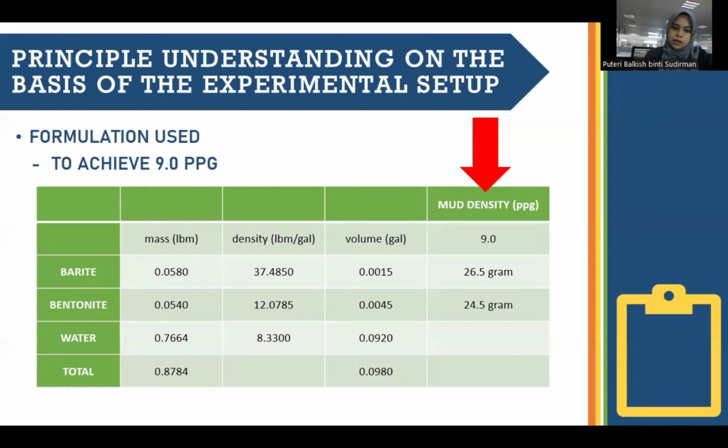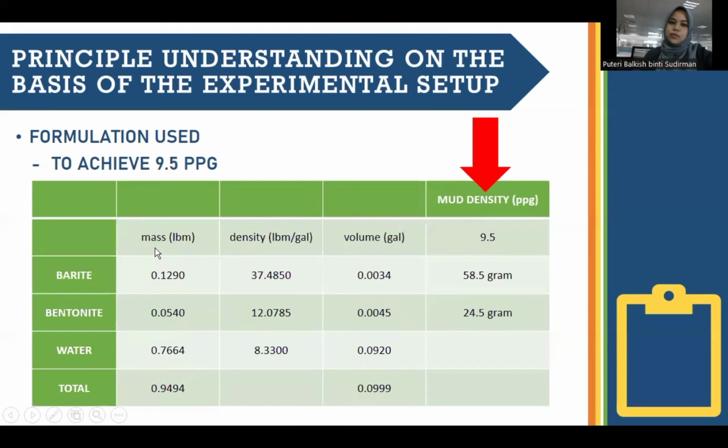Here the total mass will be 0.8784 lbm, while for the volume, the barite will be 0.015 gallon, bentonite will be 0.0045 gallon, and water will be 0.092 gallon, where the total volume will be 0.098. When the mud density is 9 ppg, the barite will be 26.5 gram and bentonite will be 24.5 gram.